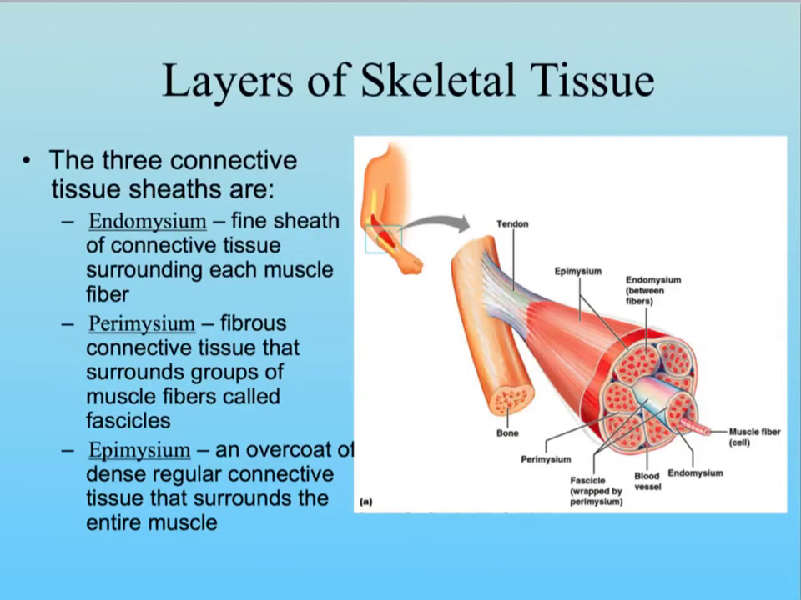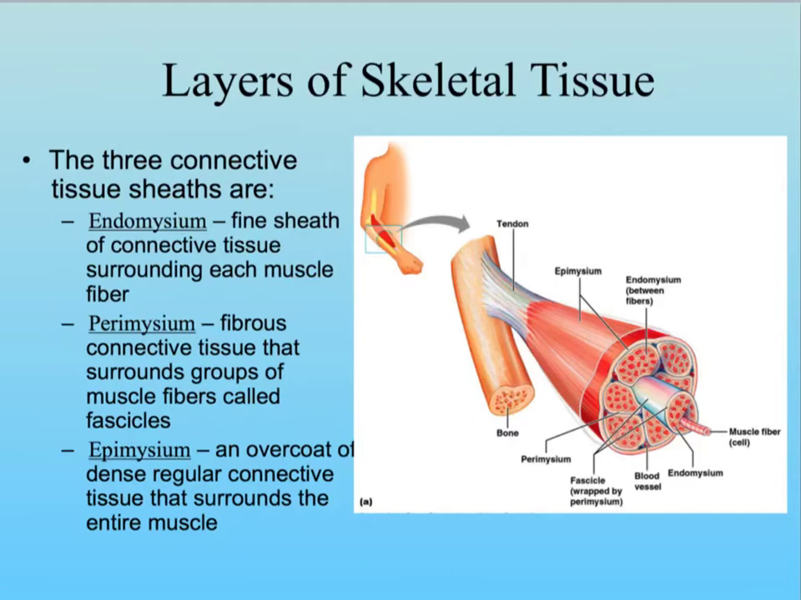So skeletal muscle is made up of layers. On the very outside, you'll see in that picture there, that thin layer of epimysium around the outside, and that's an overcoat of connective tissue that surrounds the entire muscle and kind of helps give it protection. And then you can see there how it connects to the tendon, which then hooks to your bone. Inside, you've got the endomysium, which is a fine sheath of connective tissue around each muscle fiber. And then the perimysium is the fibrous connective tissue that surrounds groups of muscle fibers.